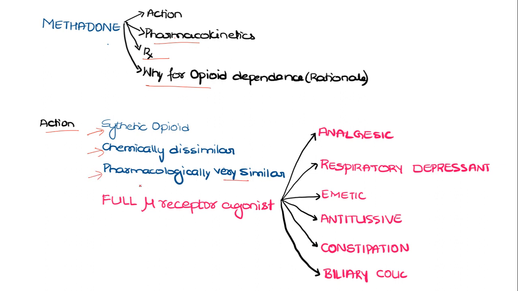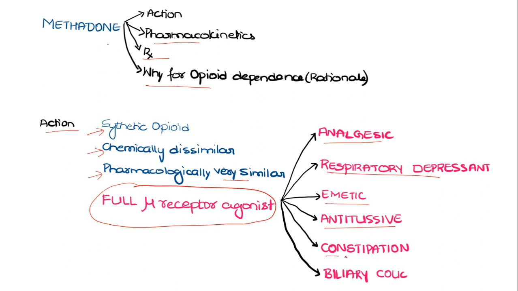morphine. It has full mu receptor agonistic activity. That's why it produces analgesic action, respiratory depression, emesis, antitussive action, constipation, and biliary colic.